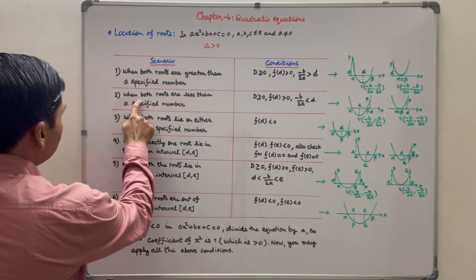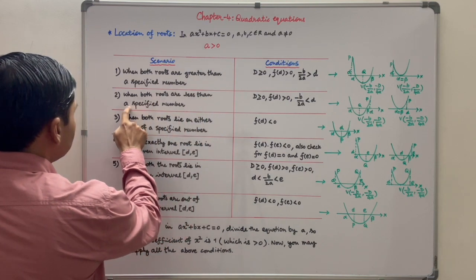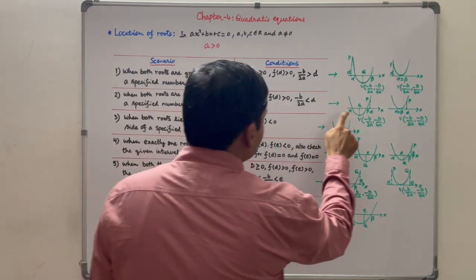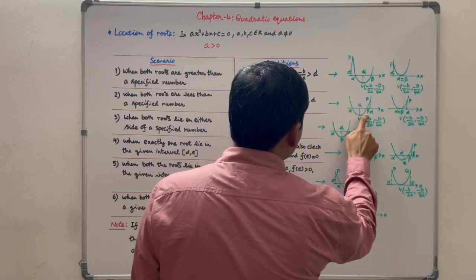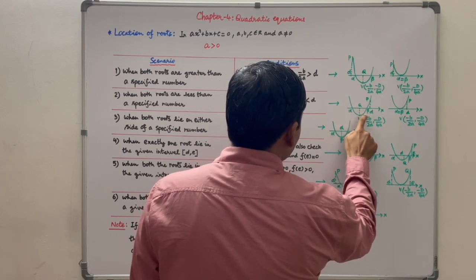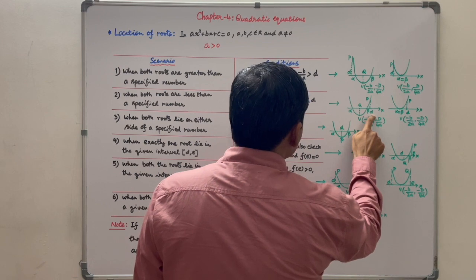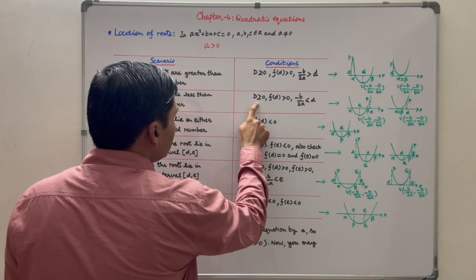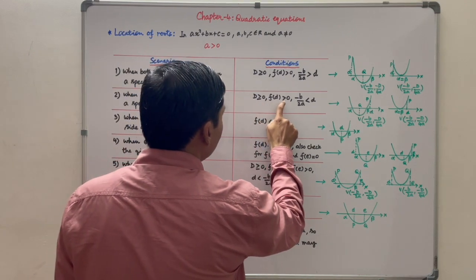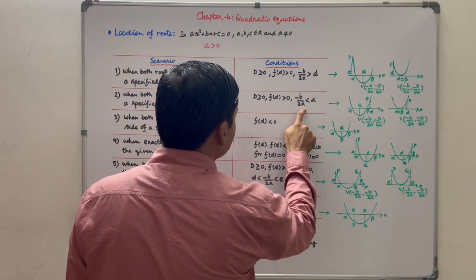Scenario 2. When both roots are less than a specified number. Suppose the specified number is d and the roots are alpha and beta. So alpha and beta both are less than d. Three conditions applicable in this scenario are D is greater than or equal to 0, f(d) is greater than 0 and minus b by 2a is less than d.